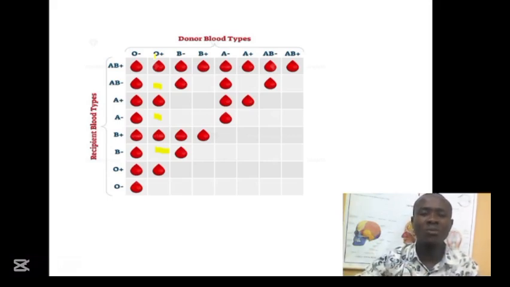And next we have this blood group B. We have B positive and B negative.